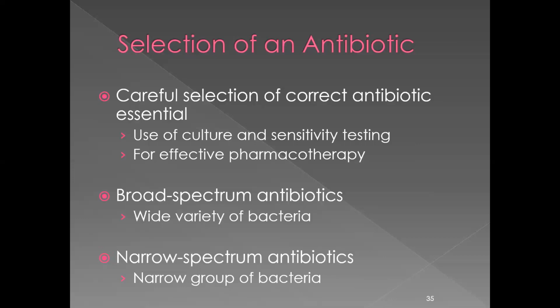So how do we select an antibiotic? Careful selection of the correct antibiotic is essential through the use of culture and sensitivity testing. We can then pinpoint which antibiotic will work the most effectively to kill that specific bacteria. We use that to choose which medication we're going to utilize. There are broad spectrum antibiotics, which kill off a wide variety of bacteria. Pretty much it's a jack of all trades. And then there are narrow spectrum antibiotics, which target a narrow group of bacteria, very specific to certain bacteria. It might only do one job, but it does that one job very well.